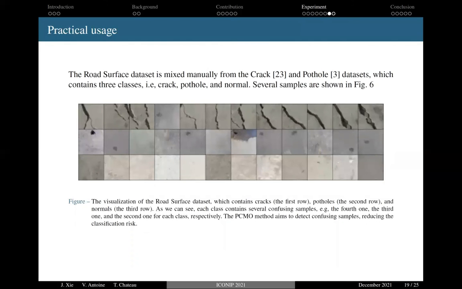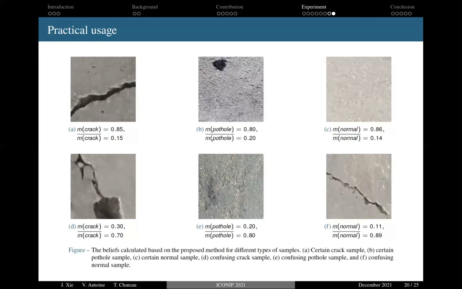The second part: in order to prove our method is effective in reducing classification risk, we applied it to the roof surface classification. The roof surface dataset is mixed manually from Crack and Putol datasets. As we can see from this figure, it contains 3 classes, Crack, Putol, and Normal, and in each class, there are some confusion samples. On the one hand, the first line shows the certain samples.